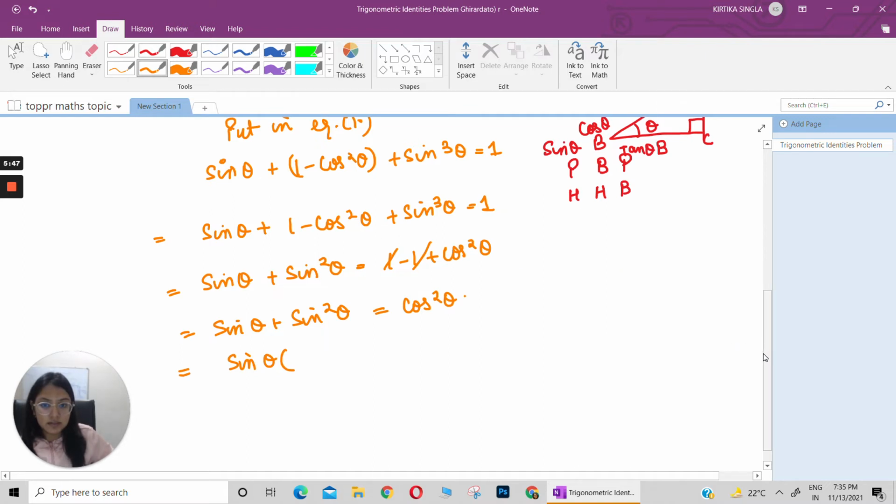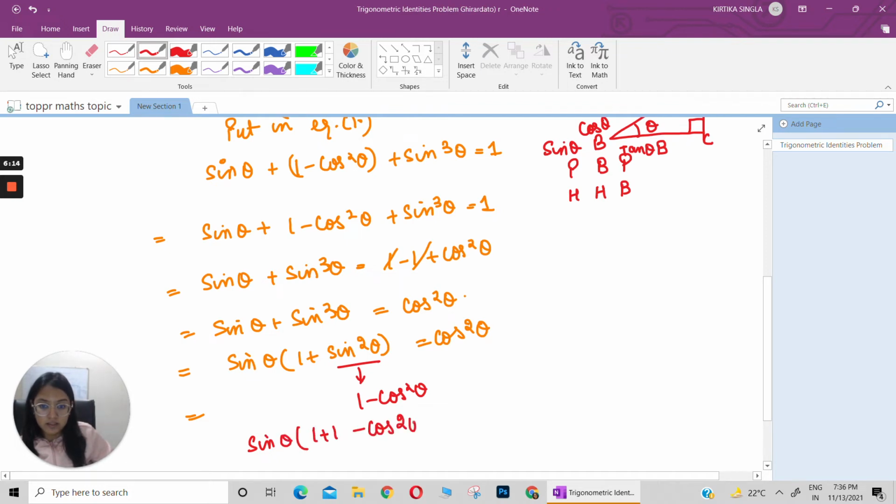Just a second. Here we have sin³θ. From this, we get 1 + sin²θ = cos²θ, right? Now we can easily put this sin²θ again from equation 1. We can easily put this sin²θ as 1 − cos²θ. So you can easily write it as sinθ(1 + 1 − cos²θ) = cos²θ.